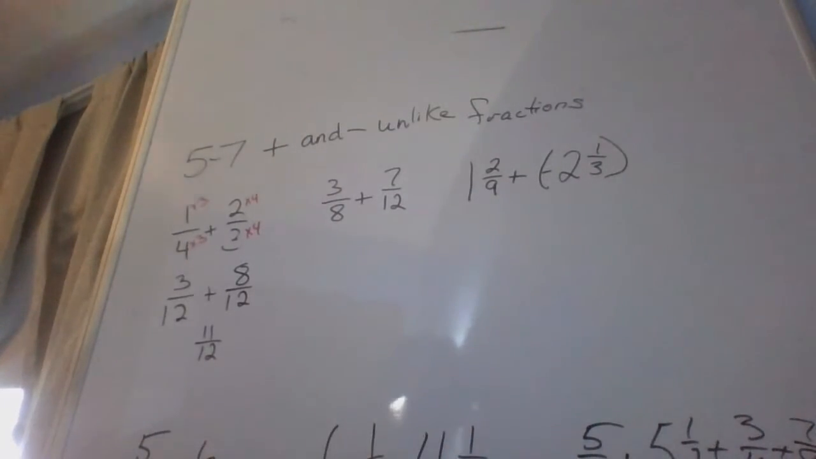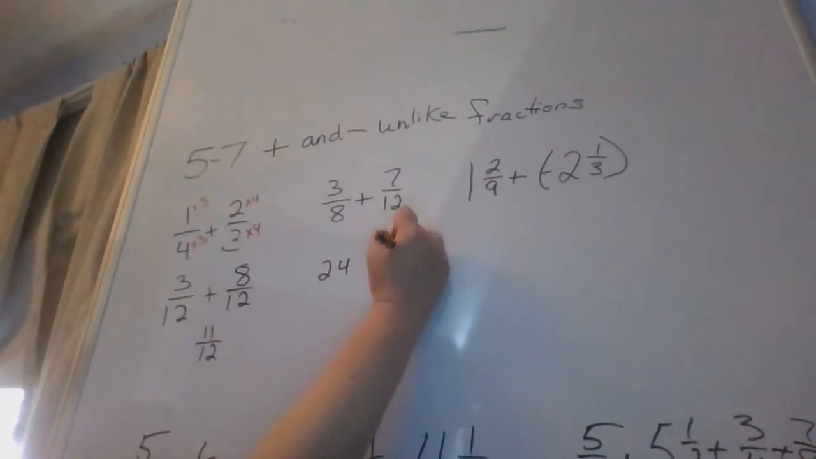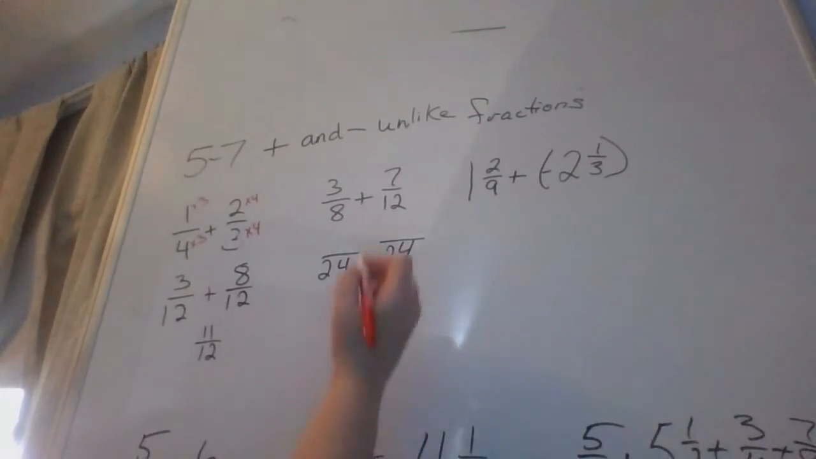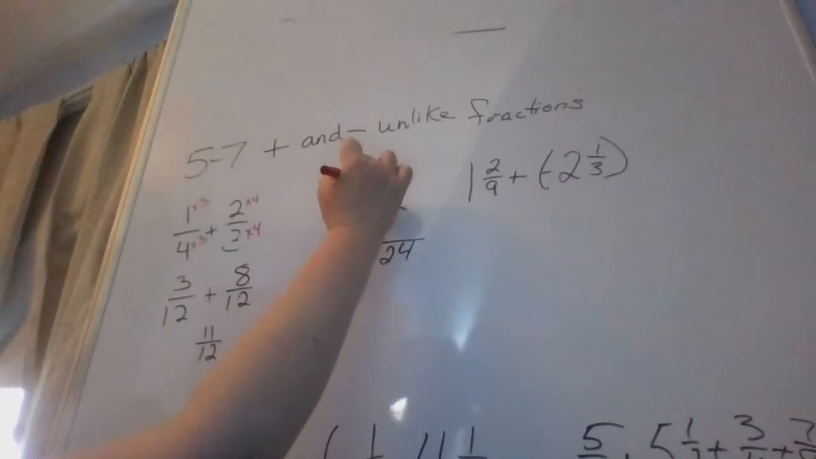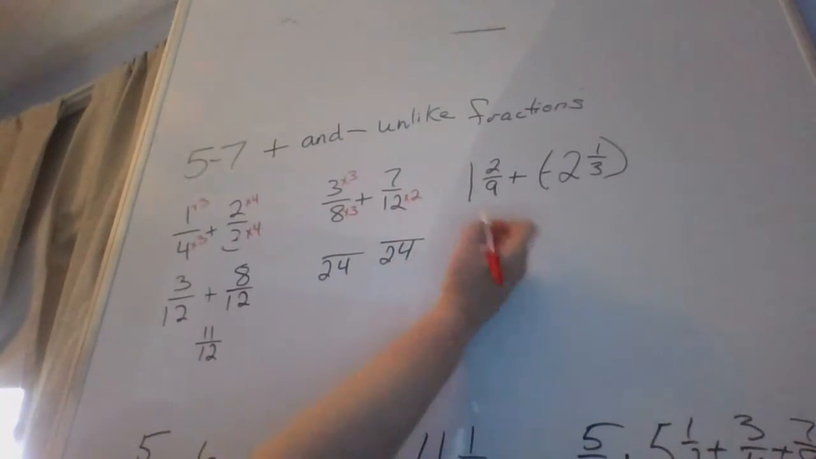Moving on to the second one here, I have 8 and 12 for my denominator. So I'm going to think about, does 8 go into 12? No, it doesn't, not without a remainder. So I multiply 12 times 2 to get 24. 8 does go into 24, so there is my new denominator. Now I have to remember, what do I multiply 8 times to get 24? 3. And what do I multiply 12 times to get 24? 2.